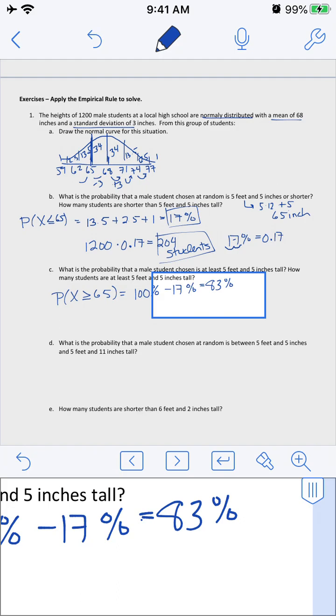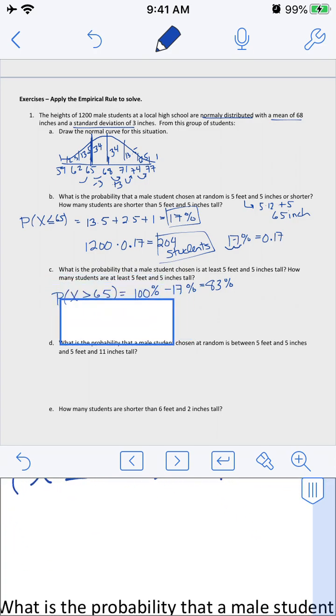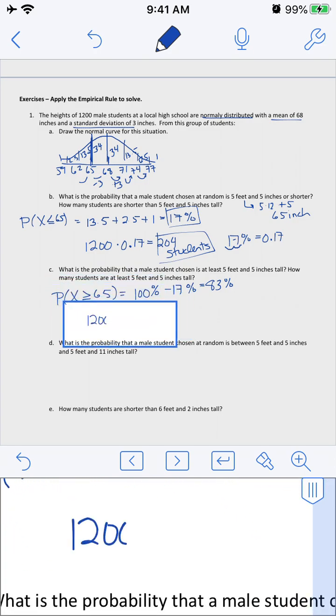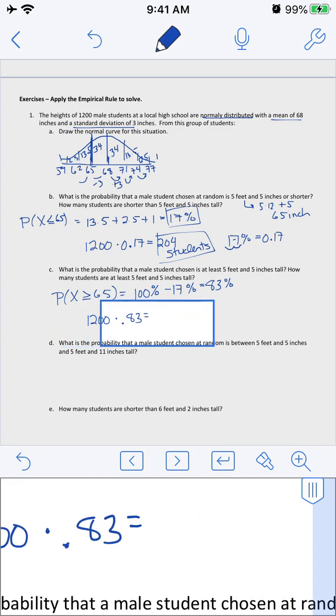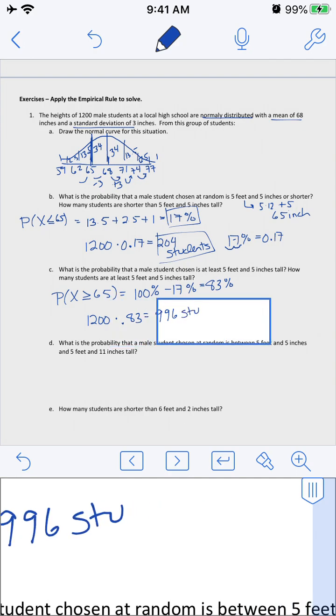You would have found around the same number if you added up the other side. You would have found 83%. Alrighty. But we also have how many students, so same routine there, the 1,200 in total times the 0.83. We could also just subtract 1,200 minus 204. Either way, we're going to get 996 students. And so we can see this curve is helping us answer questions for both above and below a certain standard deviation line.